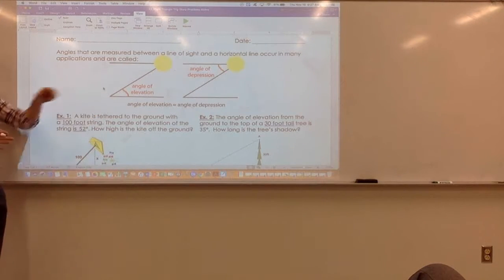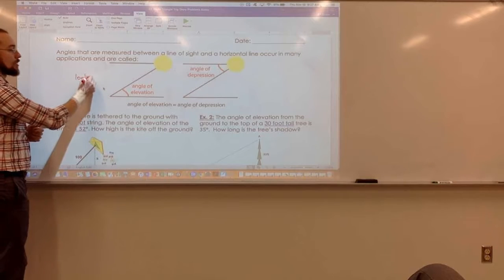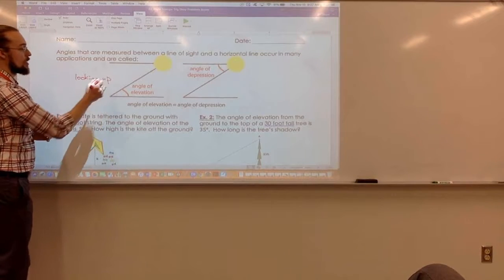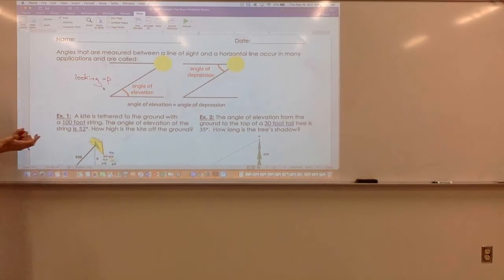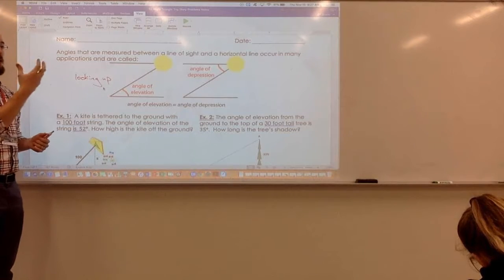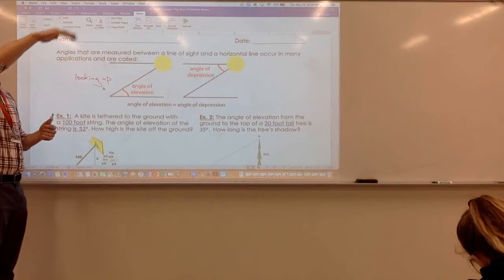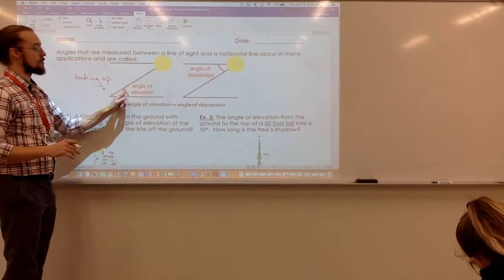Angle of elevation means we're looking up at something. If you want to make a little note, that's what that means. Angle of elevation means we are looking up at something. So if I'm told, for example, in this problem, the angle of elevation from my line of sight up to the sun is 43 degrees, that would be an example of this picture.